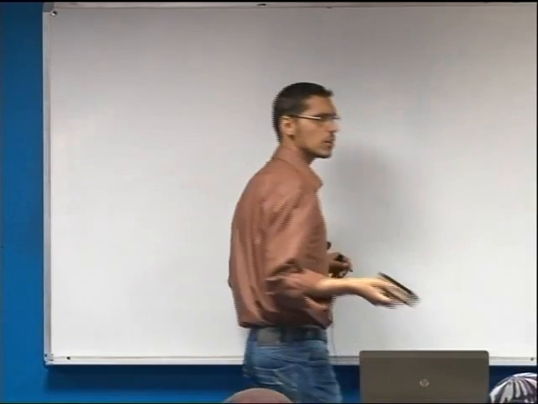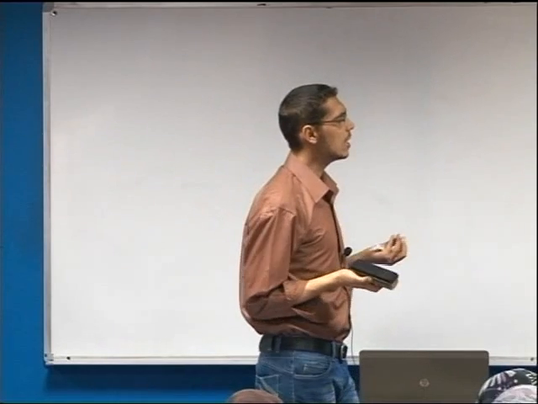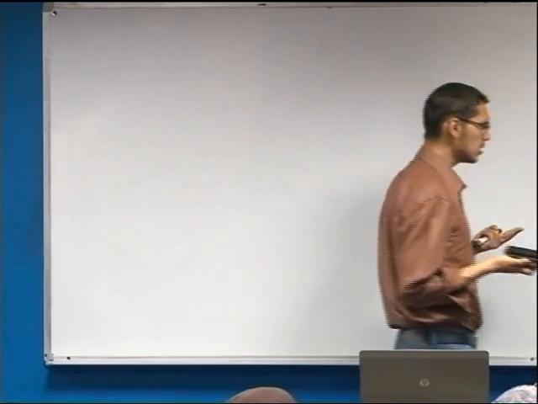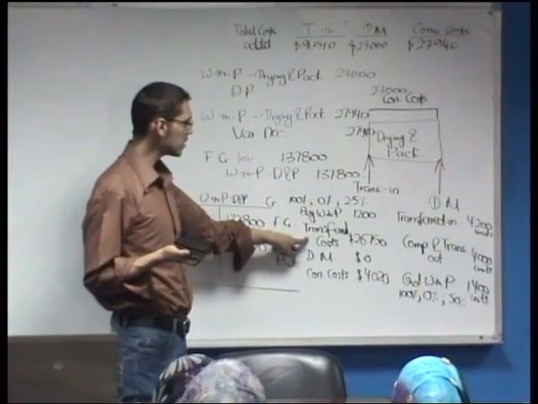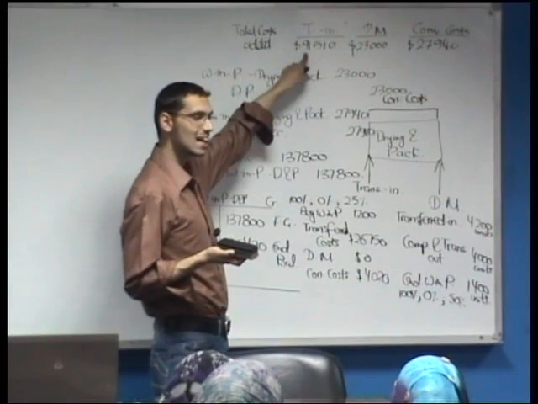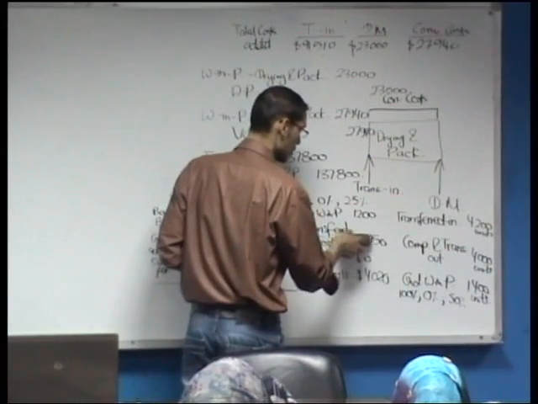Of course, according to the question, using the first in, first out, they changed only two numbers. They changed the transferred in cost for the beginning work in process, and they have changed the transferred in cost for the total cost added within the current period. What are the new amounts?